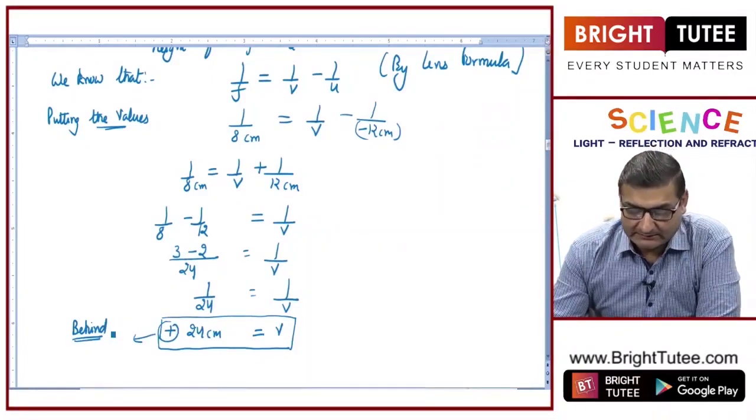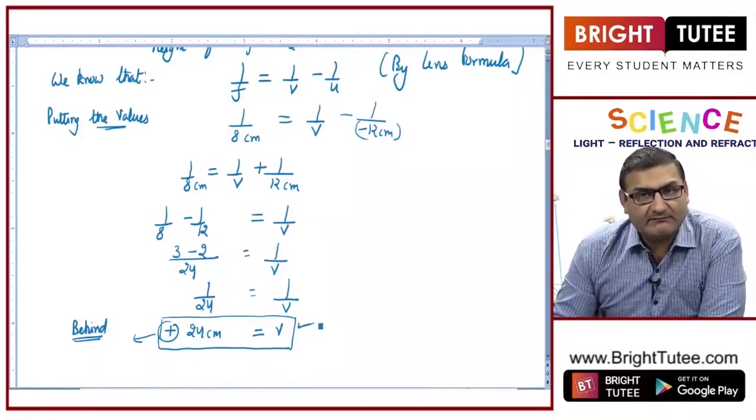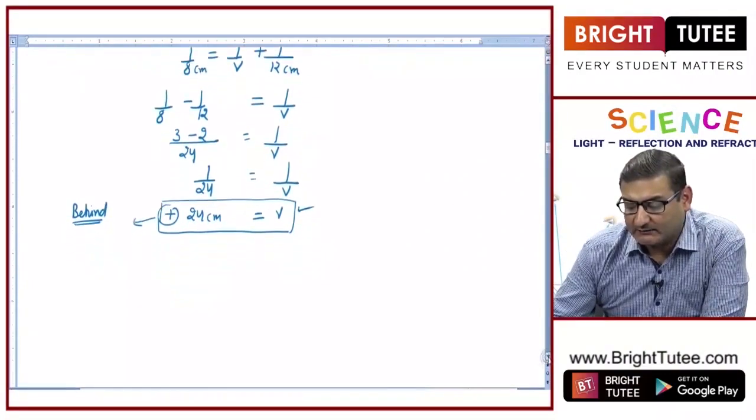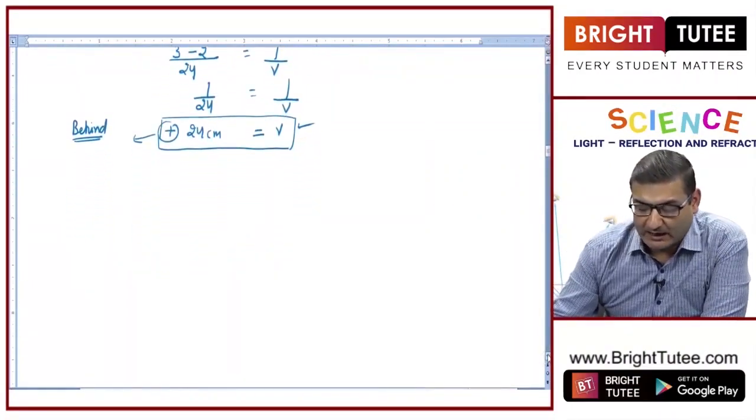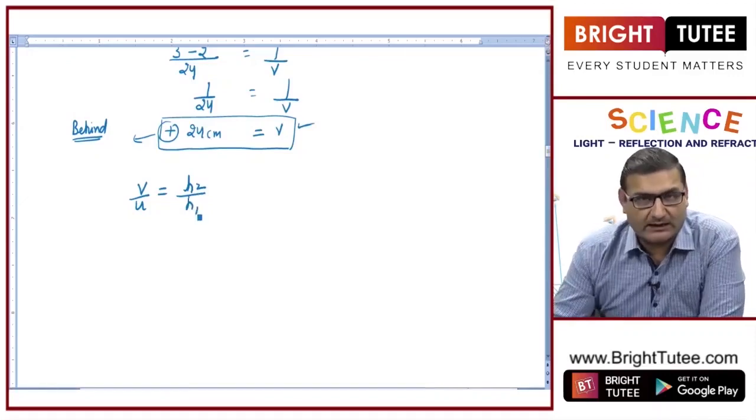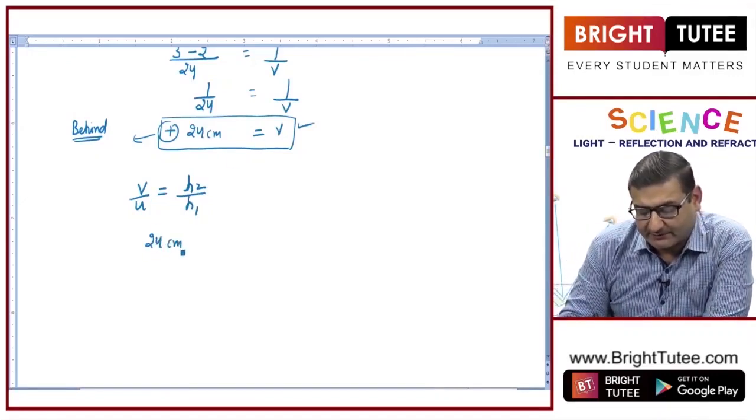Got it? Then after finding v, another thing we need to calculate was the height of the image. Now for the height of the image, we'll put up the formula v upon u is equal to h2 by h1. v we have just calculated, 24 centimeters.